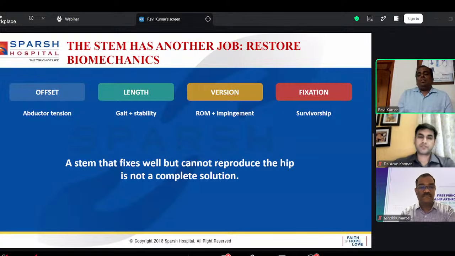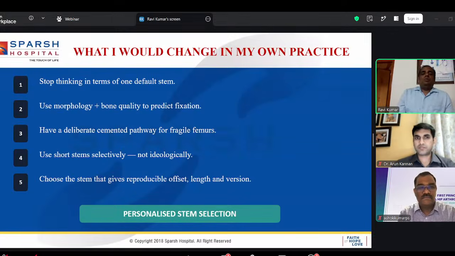The stem which is well fixed does not mean that it is a complete solution to the hip problem. So it should fulfill all these four goals along with survival. So what I would change in my practice is these five things.